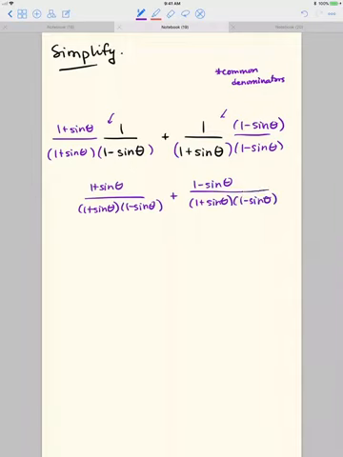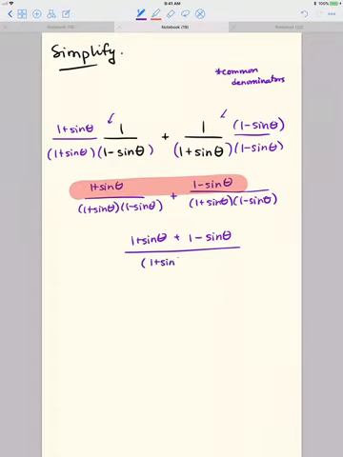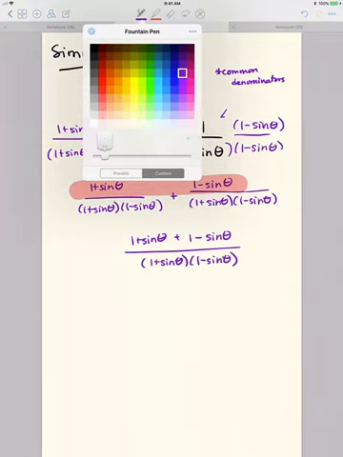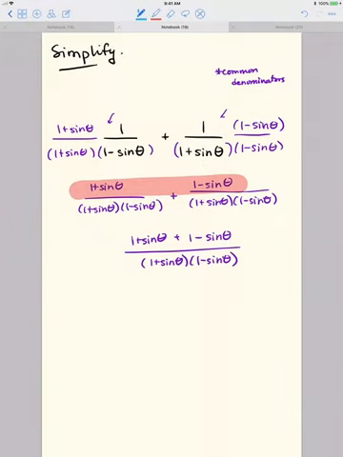Now that I have a common denominator, I'm simply going to add across the top, and it's addition, so I don't have to worry about distribution of a subtraction or anything in that manner. So my numerator is 1 plus the sine of theta plus 1 minus the sine of theta over a common denominator of 1 plus sine times 1 minus sine. My numerator will clean up in the fact that positive sine theta minus sine theta adds to 0. I'm left with 1 plus 1 in the numerator, which is 2.